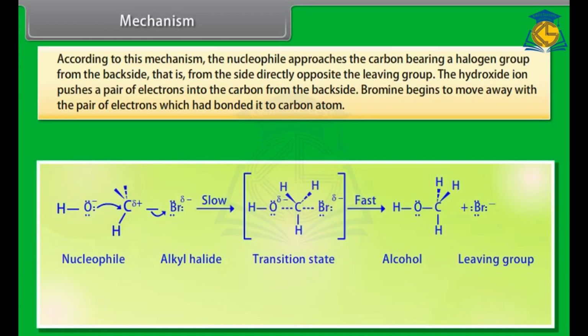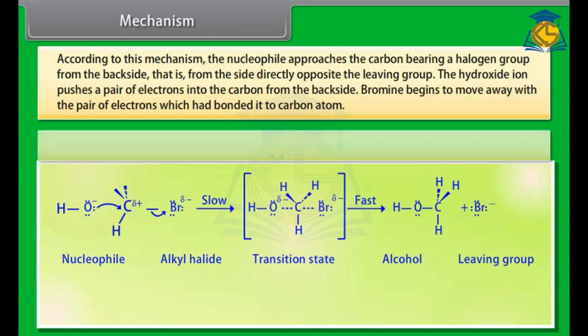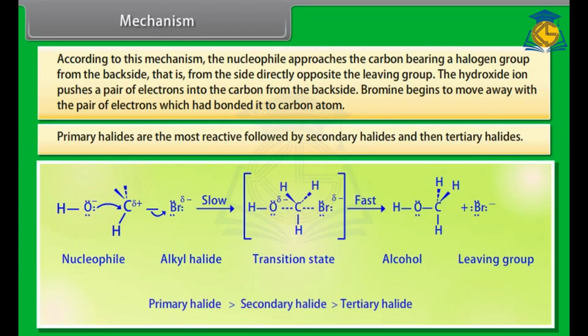According to this mechanism, the nucleophile approaches the carbon bearing a halogen group from the backside, that is, from the side directly opposite the leaving group. The hydroxide ion pushes a pair of electrons into the carbon from the backside. Bromine begins to move away with a pair of electrons which had bonded it to the carbon atom. Primary halides are the most reactive, followed by secondary halides and then tertiary halides.